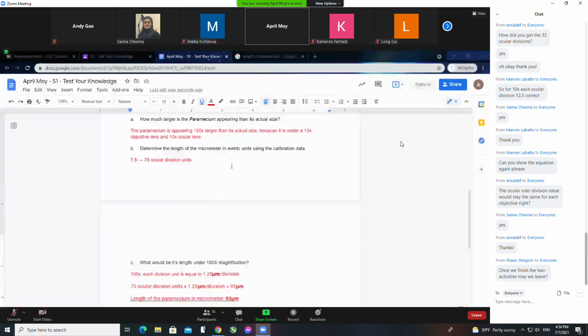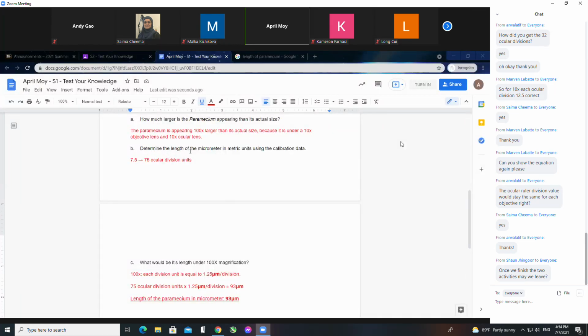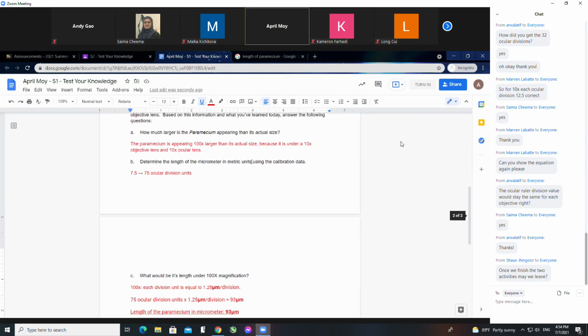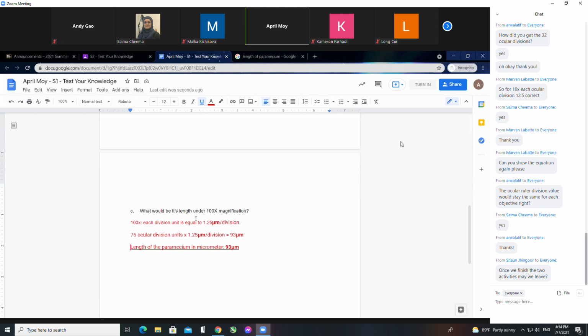Determine the length of the micrometer in metric units using the calibration data. From the top here, I measured 7.5, and it's 10 ocular units. From our previous lab, I determined that under 100 times magnification, each division unit is equal to 1.25 micrometers per division. So that's how I got 93 micrometers as the full length of the paramecium.